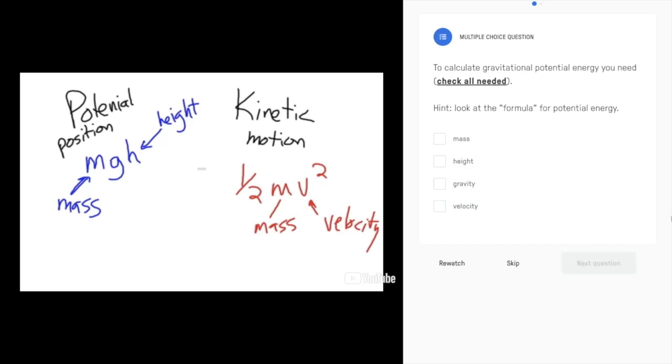To calculate gravitational potential energy, you need, this is your hint, look at the formula for potential energy. You are going to check all that is needed. These are the choices: mass, height, gravity, velocity. Let me repeat the question. To calculate gravitational potential energy, you need mass, height, gravity, velocity. Again, the hint is to look at the formula of potential energy.